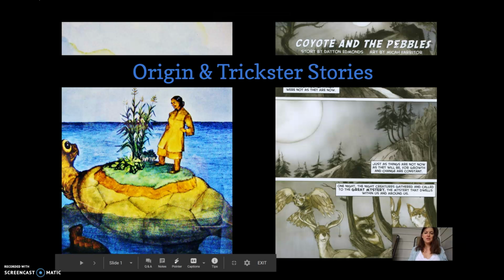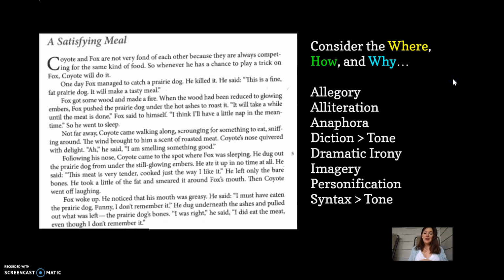All right, so let's focus on the origin and trickster stories. We're going to look at an example called A Satisfying Meal, and we're going to analyze how these various devices work in this trickster story. Essentially I'm going to demonstrate what you might do for your own trickster or origin story that you select. All right, so to start with, we're going to look at the syntax of the piece and how that creates tone. So first off, where is it?